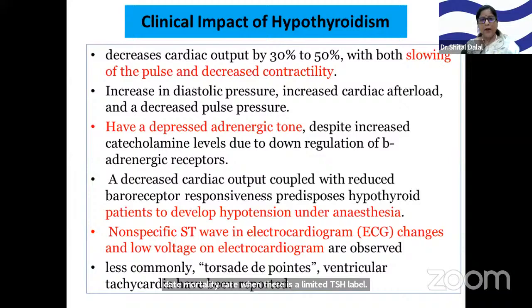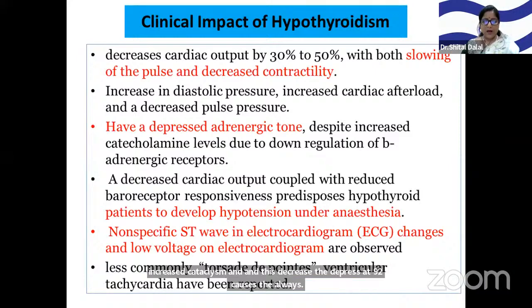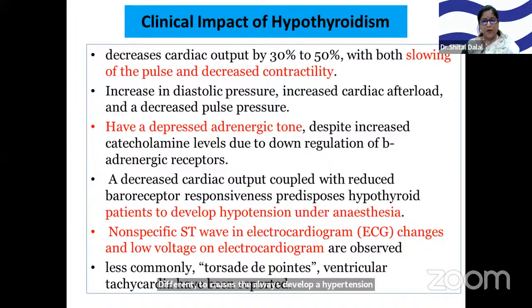So what is the clinical impact of hypothyroidism on the body? It is very necessary to know. This is specifically for PGs. It has a great impact on the cardiovascular system. There is a 30 to 50% decrease in cardiac output, slowing of the pulse and decreased contractility. They have depressed adrenergic tone despite increased catecholamine levels, and this depressed adrenergic tone causes them to always develop hypotension under anesthesia, and there will be non-specific ST-T changes on the ECG, and low voltage on ECG was observed.